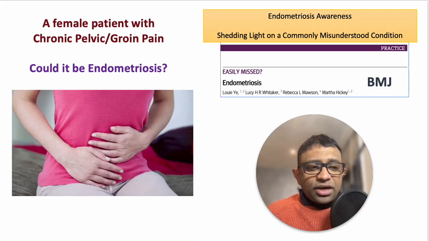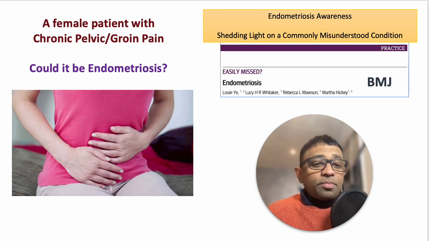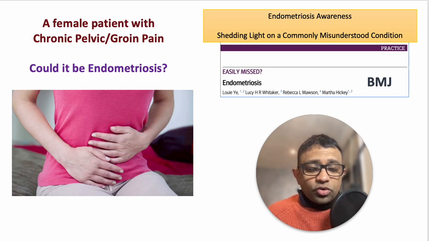The symptoms can be quite non-specific, because you can get abdominal, pelvic, groin pain associated with the menstrual cycle, and also pain during sexual intercourse as well. And I'll go through some of the key points shortly.